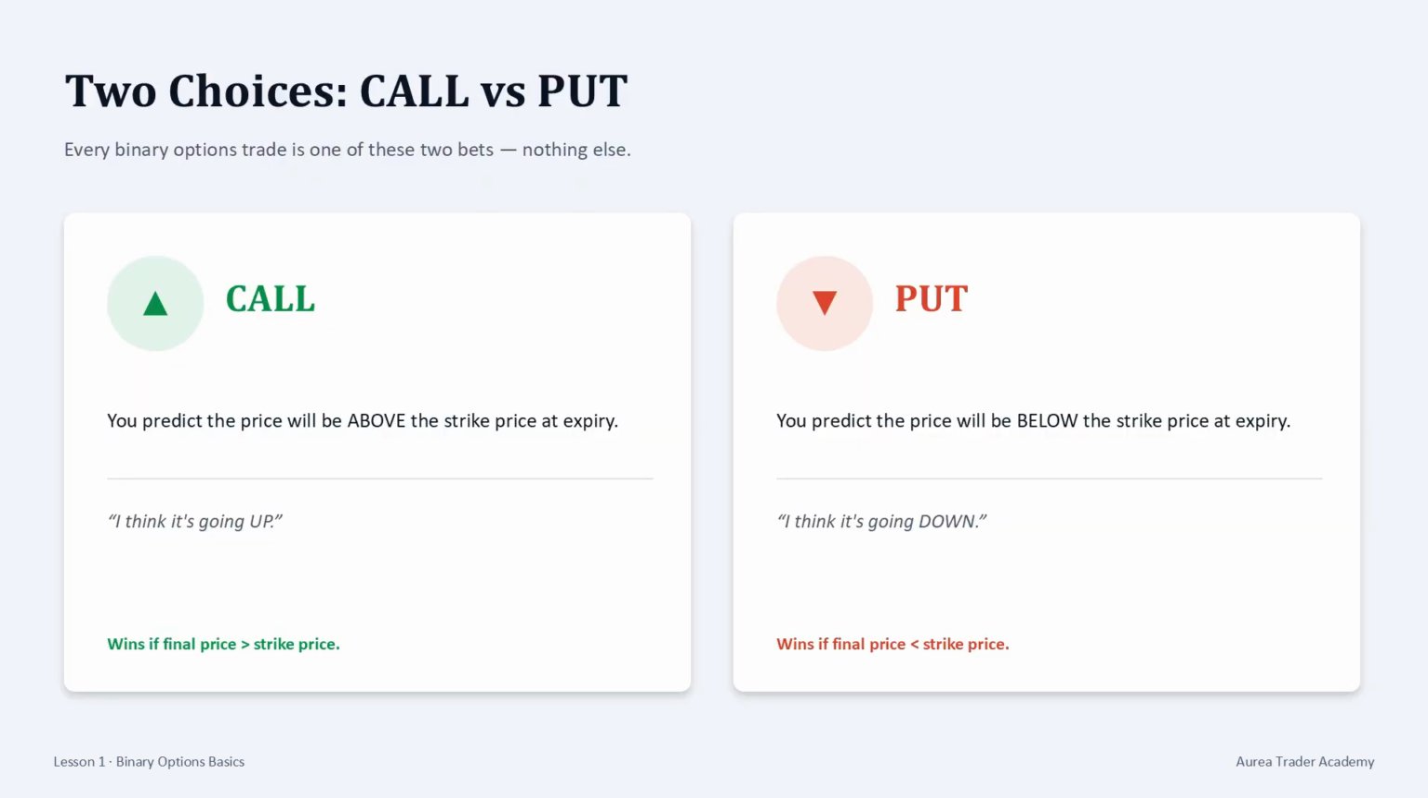Every single binary options trade boils down to one of 2 bets. A call means you're predicting the price will be above the strike price when the contract expires. Basically, I think it's going up. A put means the opposite: you're predicting price will be below the strike at expiry. I think it's going down. That's it. 2 directions, nothing else.